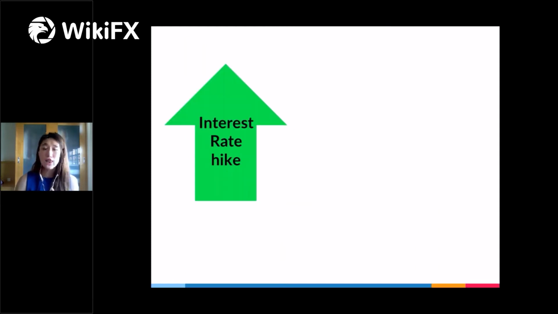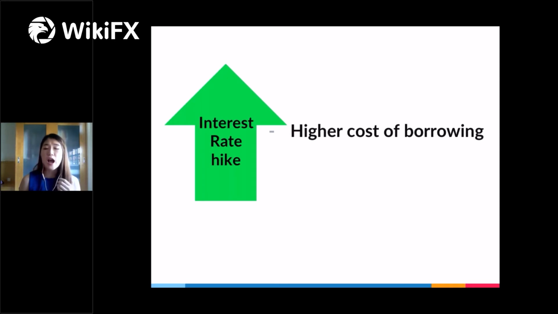So let's look at it. The first one, interest rate hike. When the interest rate increases, that means a higher cost of borrowing. Let us look at the saving perspective. They prefer saving now. Why? Because the interest rate on savings has also increased. So saving is now more attractive than borrowing. So people will tend to save the money, and tend not to spend the money.